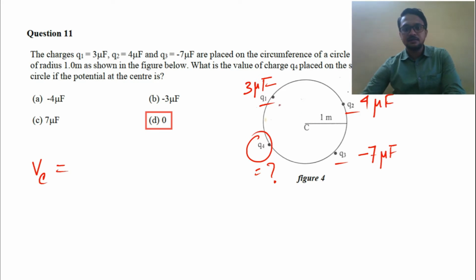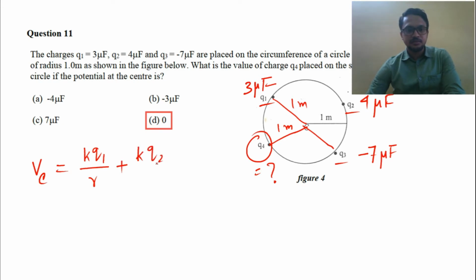Potential at center will be due to all the four charges. All the charges are at the same distance, that is 1 meter. Our formula of potential is K Q1 by R. For four charges, potential is a scalar quantity, so we have to add simply: K Q3 by R plus K Q4 by R. Now VC, the potential at center, is 0.